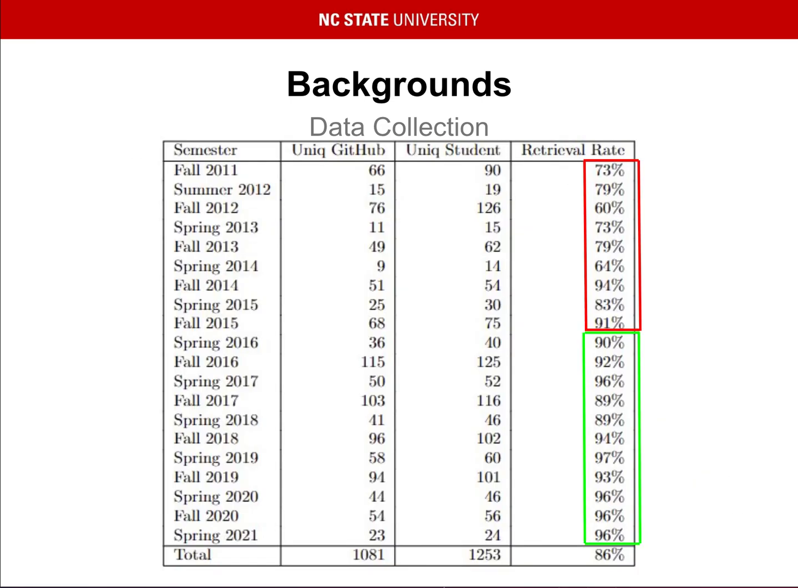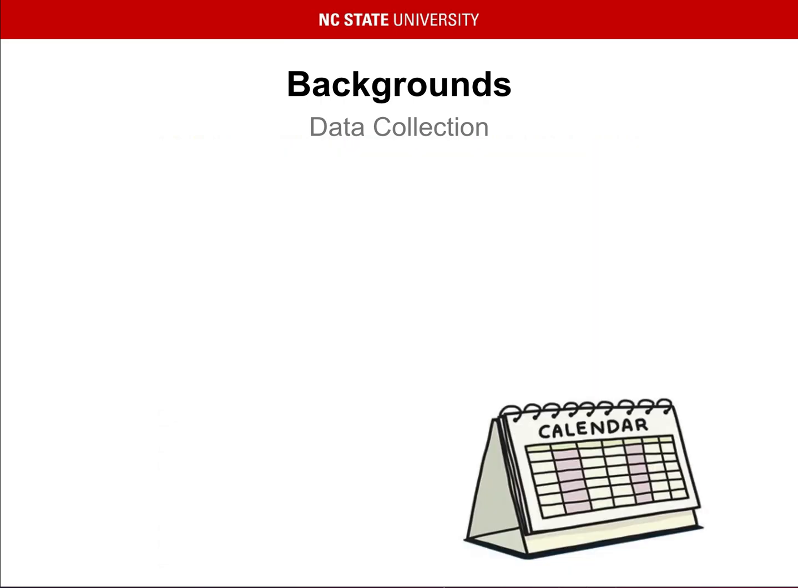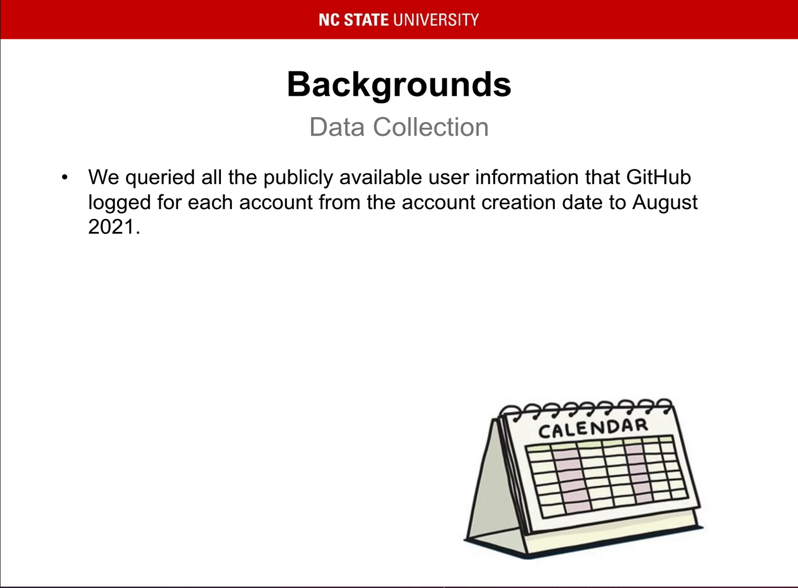Here is a table of the number of students, number of GitHub accounts collected, and the retrieval rate of every semester since fall 2011. We can observe a more stable and better retrieval rate starting from 2016. For all the accounts we collected, we developed scripts to query all the publicly available user information that GitHub logged from account creation date to August 2021.